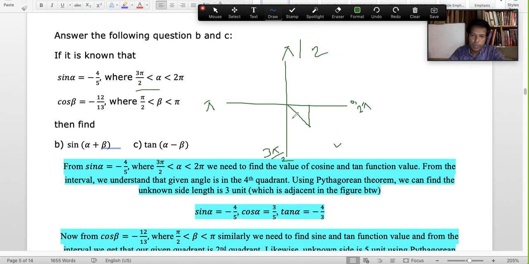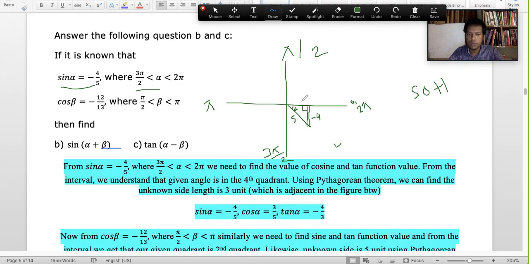So in this quadrant, you draw this triangle here, and 5 will be here because 5 is the hypotenuse, and minus 4 is here. You know, sine theta equals opposite divided by hypotenuse. So this is the opposite, this is the hypotenuse, this is 90 degree, and this is the given angle, alpha. So this is 4, this is 5, so this must be 3 because of the Pythagorean formula.